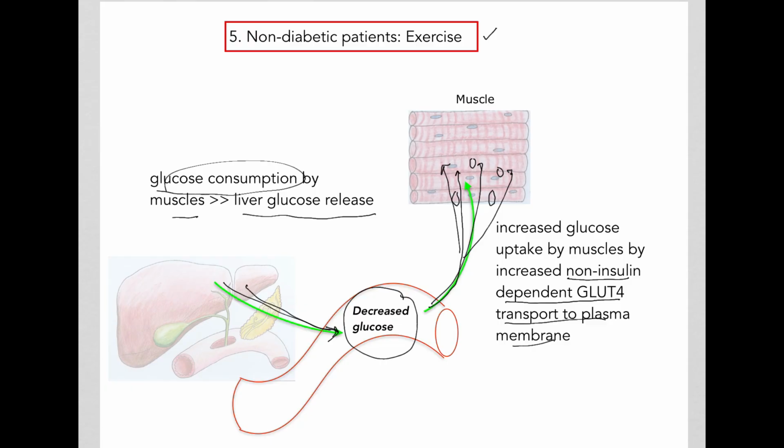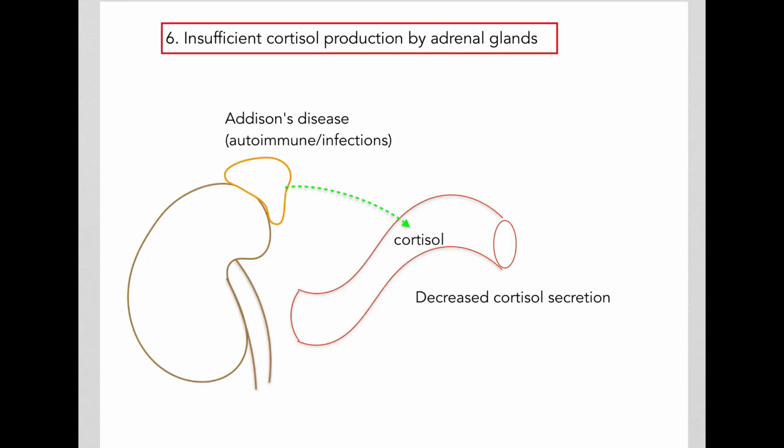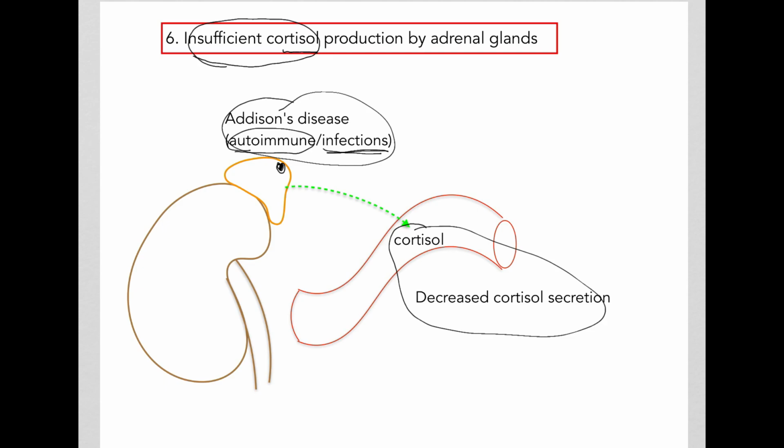As mentioned earlier, cortisol increases blood glucose. So if for any reason there is insufficient cortisol, that can lead to hypoglycemia, low blood glucose. An example is Addison's disease, where the adrenal gland is destroyed by either autoimmune disease or infections, or even sometimes cancer. So in this case, there is decreased cortisol production, and that can lead to hypoglycemia, low blood glucose.